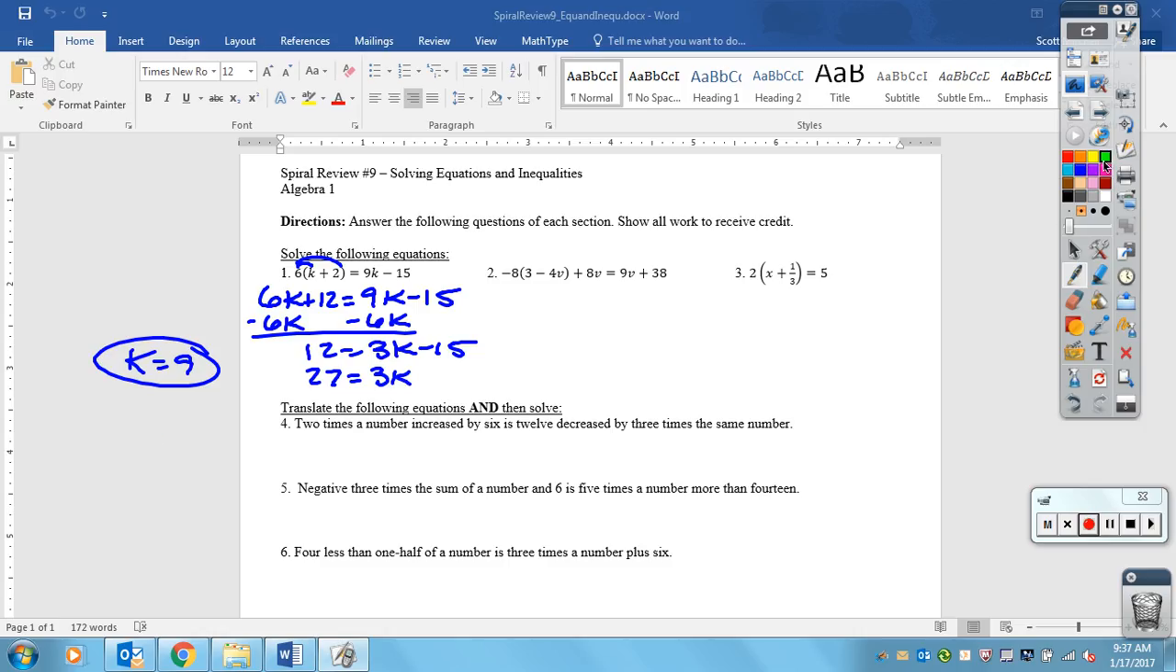Number 2, got to distribute first, clean up each side. Negative 8 times 3 is negative 24. Negative 8 times negative 4v is positive 32v, plus 8v equals 9v plus 38. Got to combine my like terms. Negative 24 plus 40v equals 9v plus 38. Variables on both sides. Subtract 9v, subtract 9v. Negative 24 plus 31v equals 38.